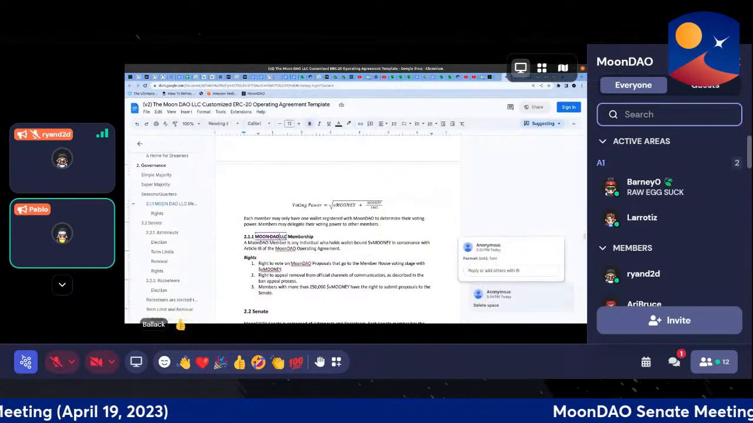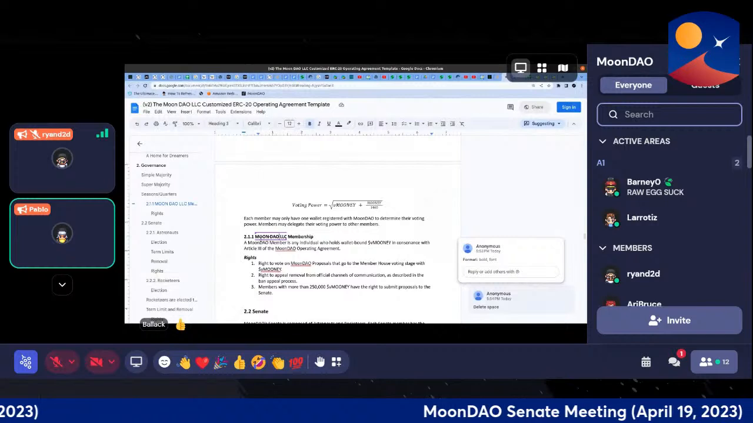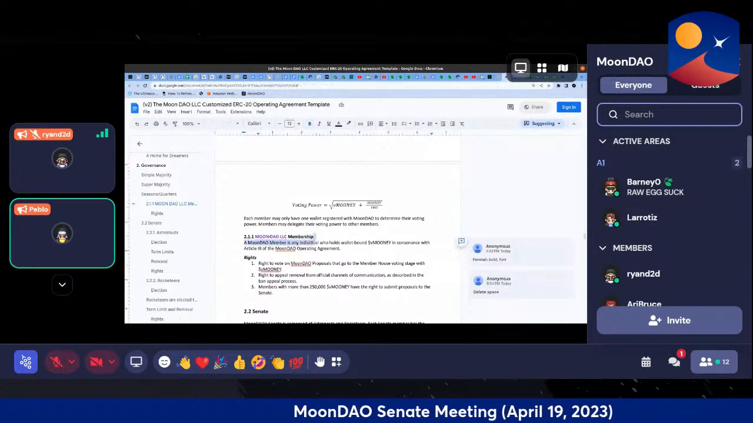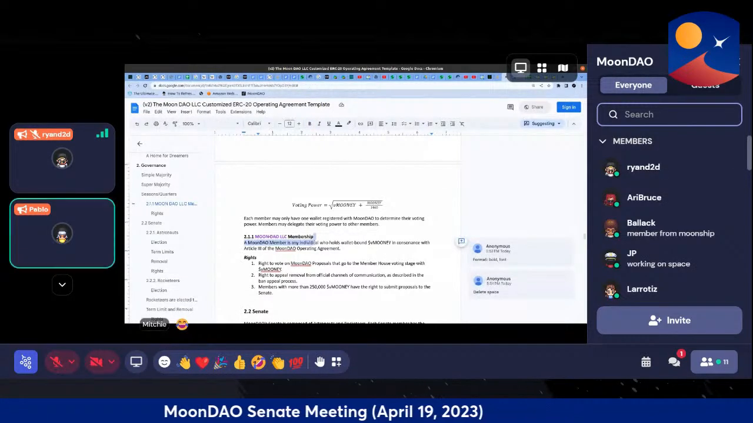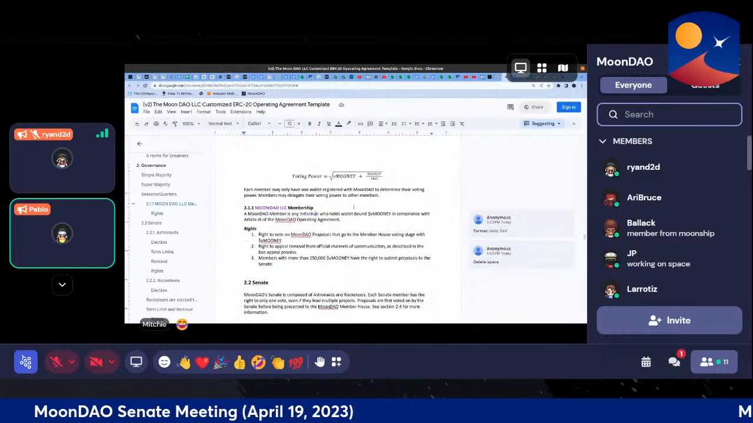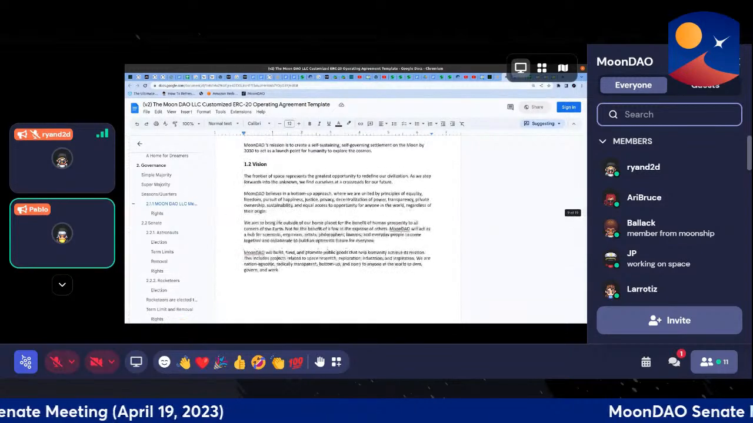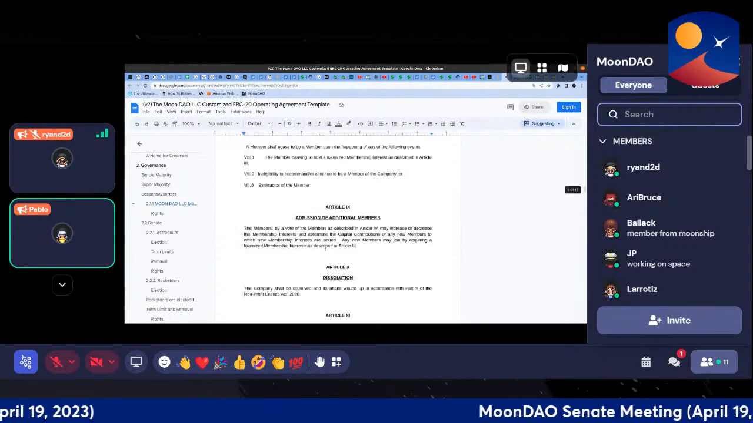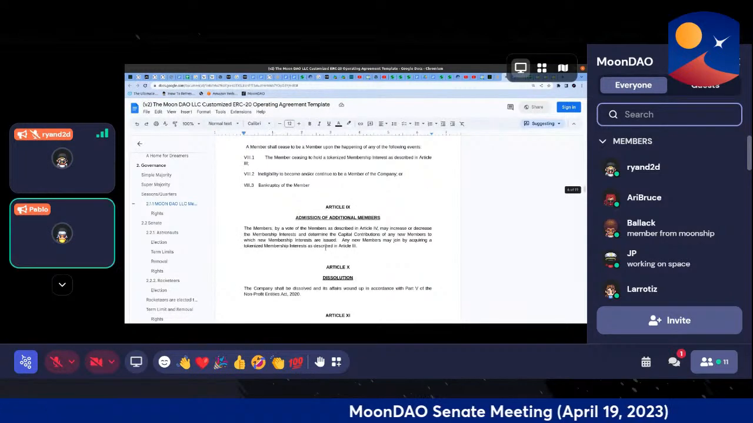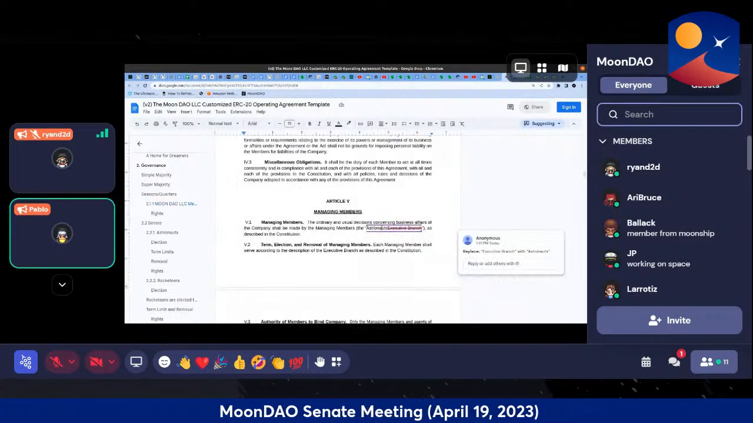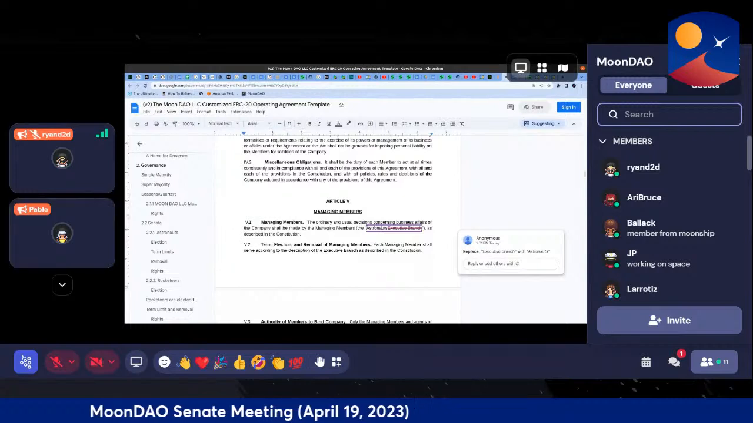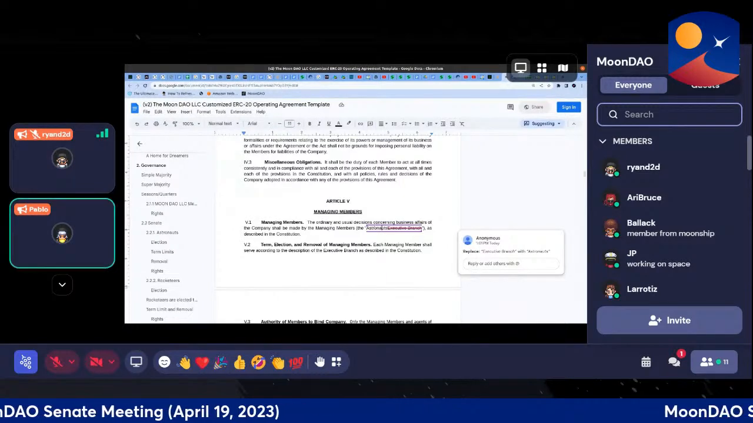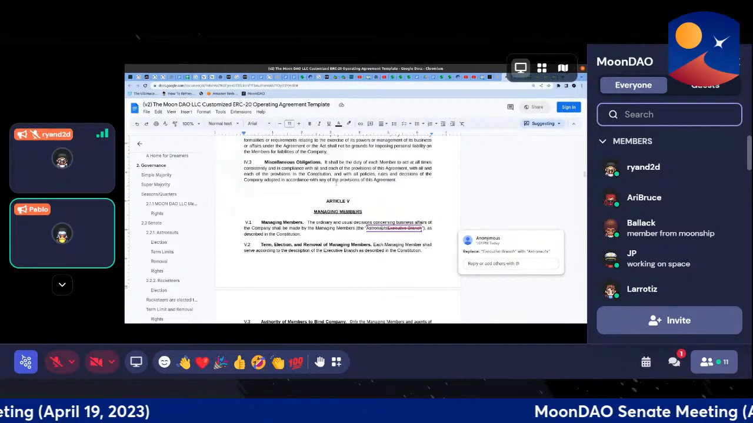Okay. Yeah, we can also vote on whether or not this should be bold. Yeah, great. I think we can throw it through governance and see people's thoughts. I think this shouldn't be too big. So yeah. All right. Any other thoughts about the operating agreement?